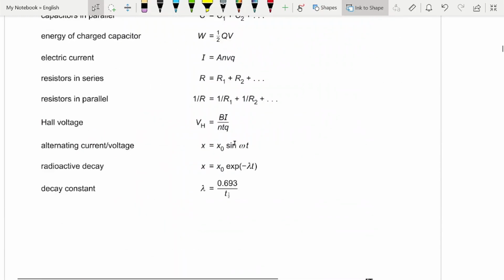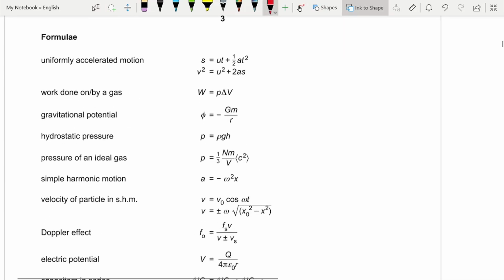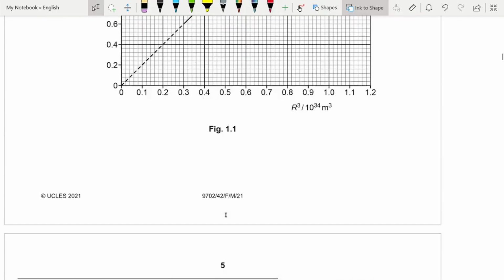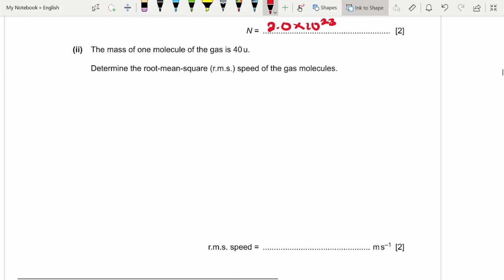We have this specific formula over here: P is equal to 1/3 Nm over V squared. Very important formula that you're going to need to remember. PV is going to be equal to 1/3 Nm multiplied by c squared. So this is the formula that we're going to be using for this calculation.